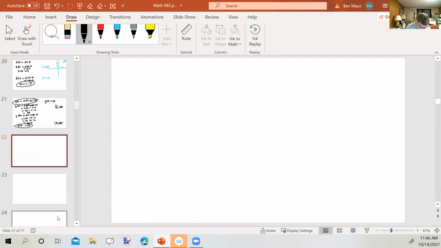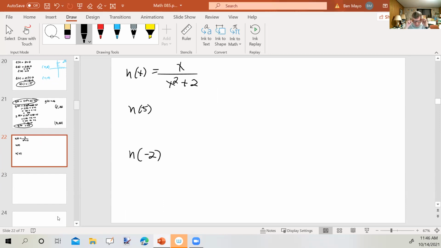Let's see. Let's take a look at this example. h of x = x divided by x² + 2. We are to find h of 5 and h of negative 2.